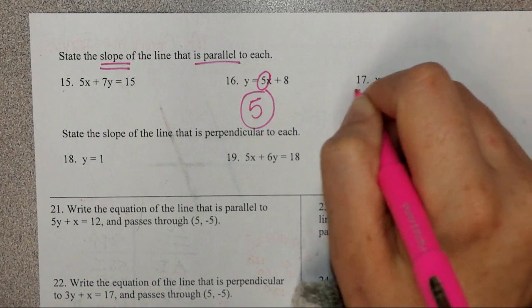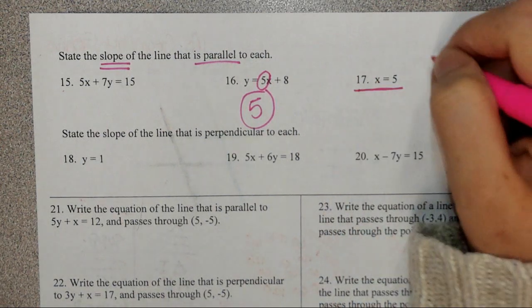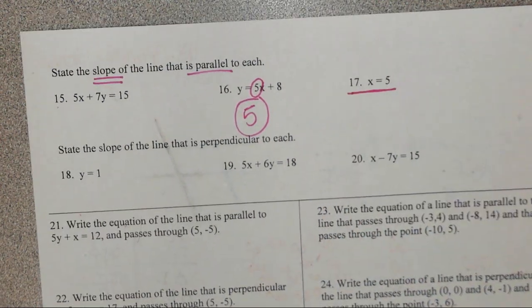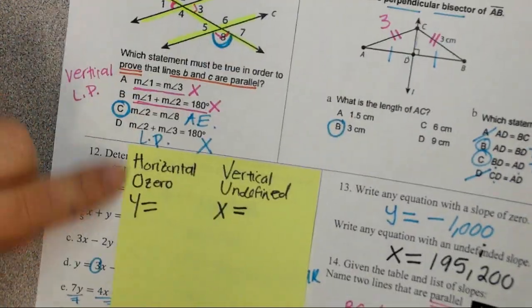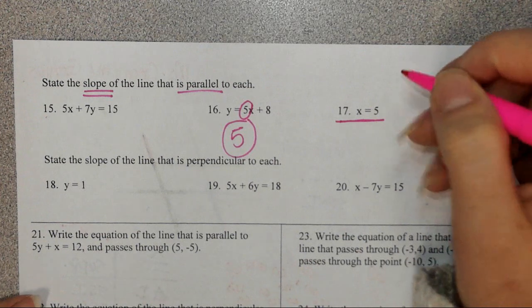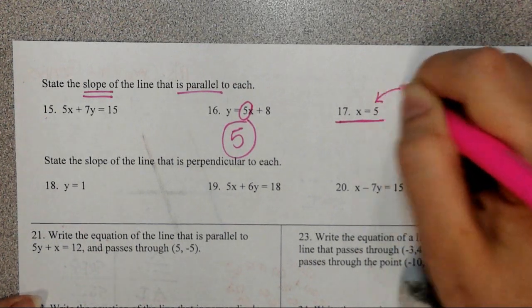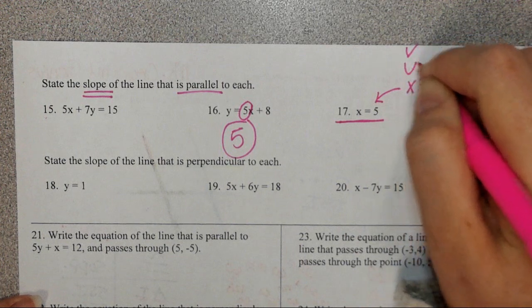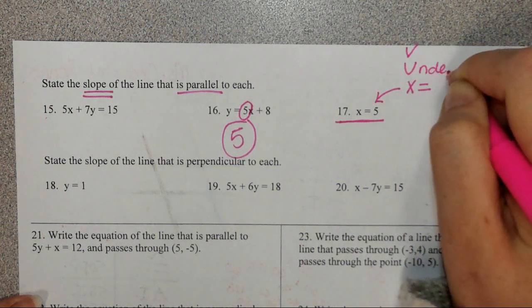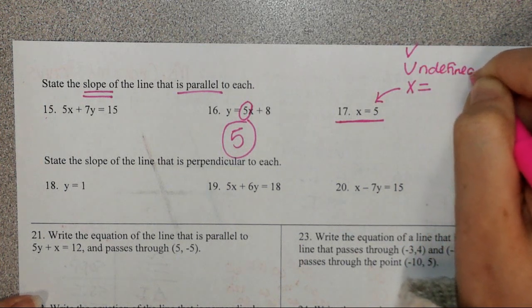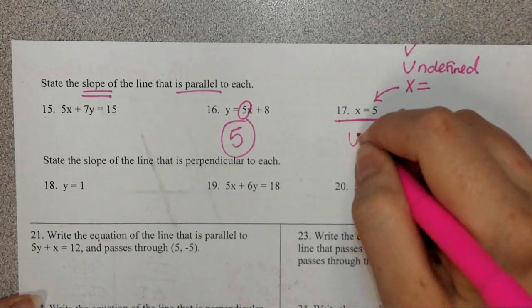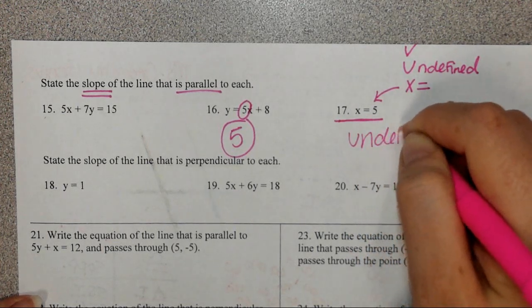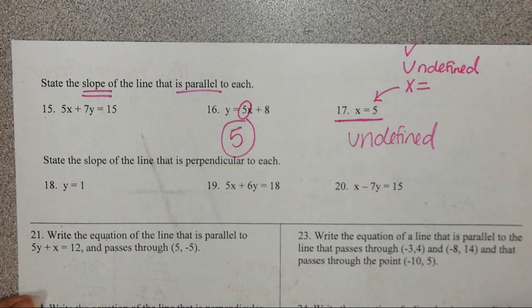For 17, okay, so remember on the front side we were doing that thing with the HOY and BUX. That applies again here. So when you have an x equals line, that goes with the BUX, which means it has an undefined slope. So a parallel line would also have an undefined slope.